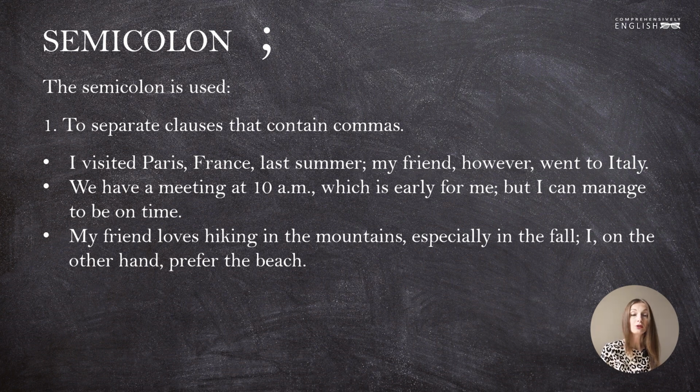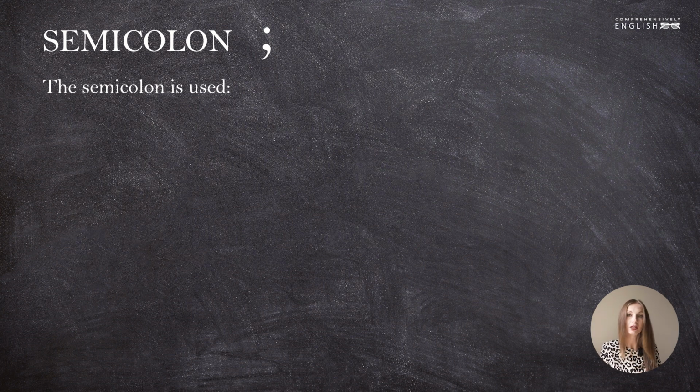There's usually no need to use the semicolon in short sentences, so we will only see this punctuation mark in long, more complex sentences. For instance, if we simplify the last sentence, we will use only the comma, and that's it. For instance, my friend loves hiking, comma, and I love the beach.